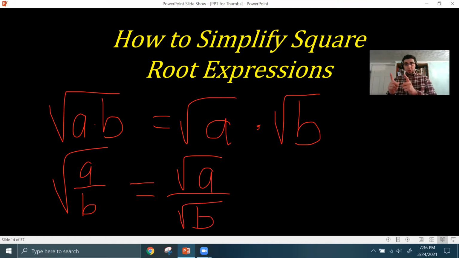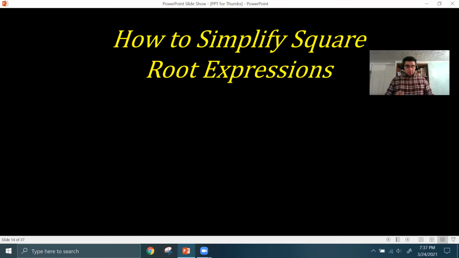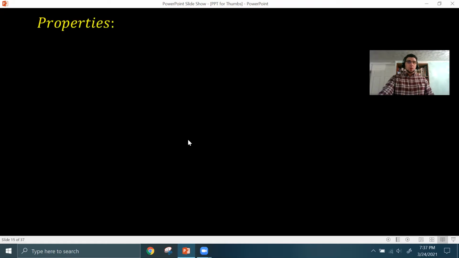If you're multiplying two square roots, you can take the square root of the insides multiplied together. If you have a fraction with the square root in the numerator and the denominator, you can put the whole fraction inside the square root. So these properties work both ways. Sometimes students forget that the properties work both ways. I'm going to do a couple examples with multiplying, and then I'm going to show you a couple examples with dividing. So we just did the properties.